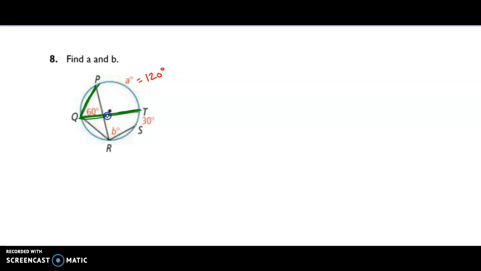I lied, I apologize. The inscribed angle B here, it looks like the intercepted arc is actually PTS. So PTS is going to be 150, 120 plus 30. And so angle B is going to be half of 150, which is 75 degrees.